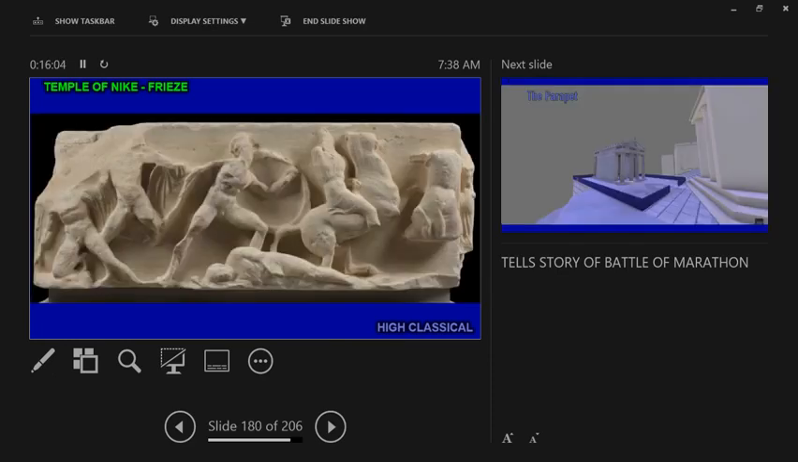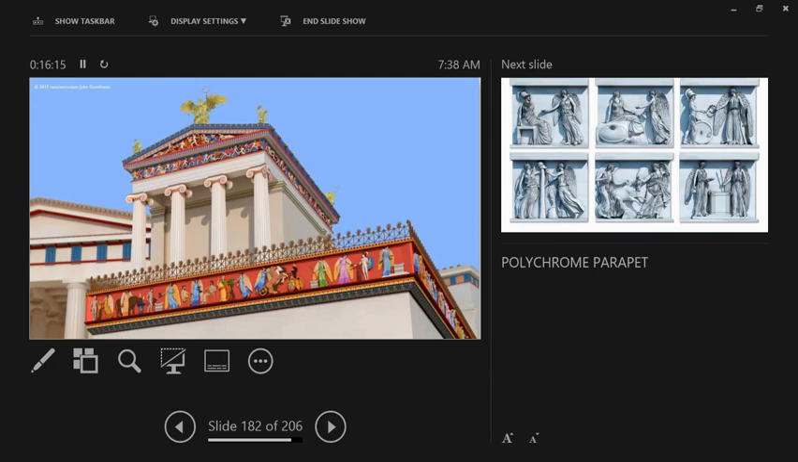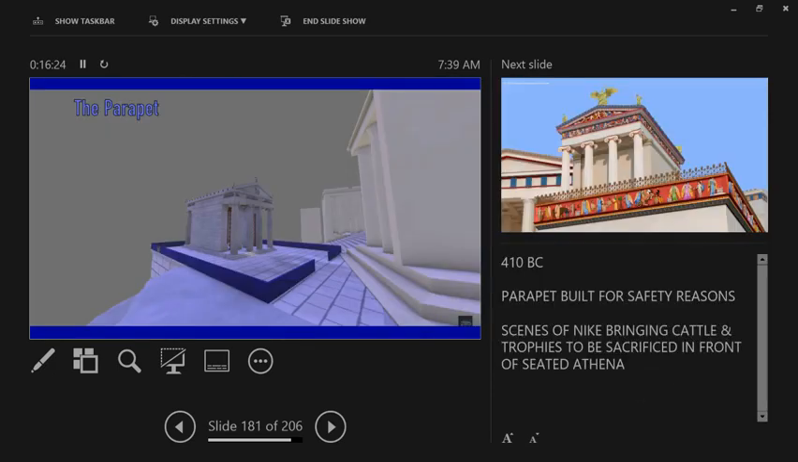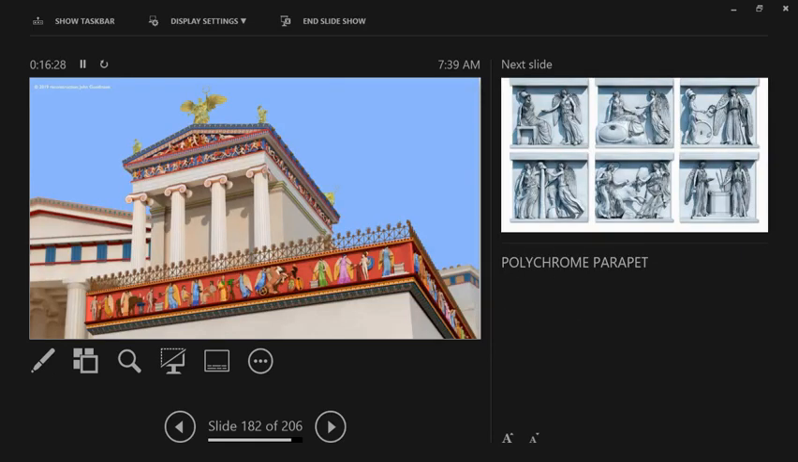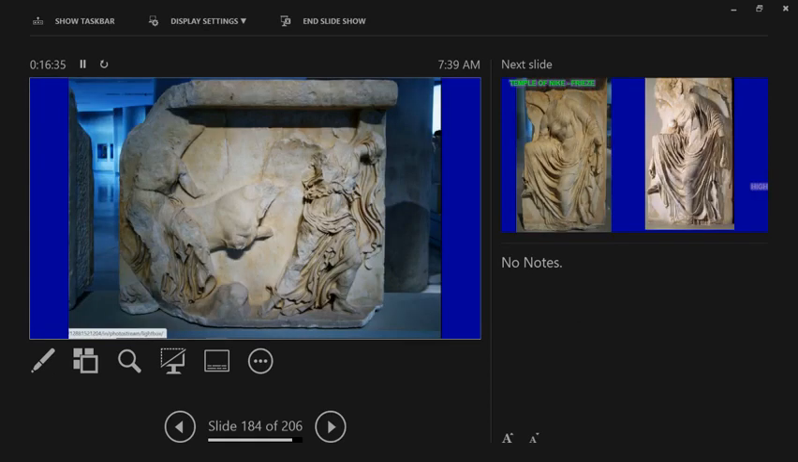All right, and a couple other things I want to point out with this temple. There is a parapet, a little wall that goes around to keep people from falling off the edge. And along it are some scenes of Nike bringing cattle and trophies to be sacrificed in front of the seated Athena. So Nike is serving Athena. So there's Nike and Athena. And here are some of the relief sculptures from that.